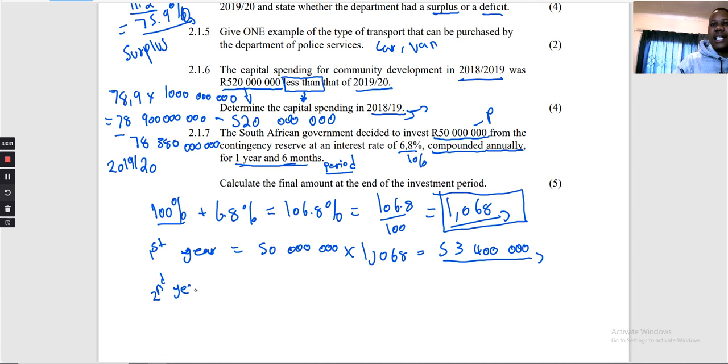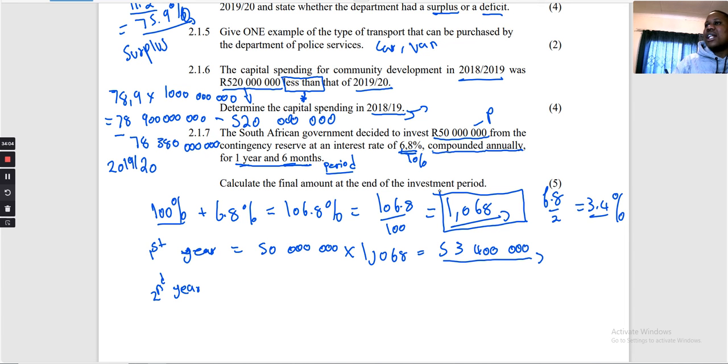But when we go to the second year, remember, it's not the full period. The amount was not invested for the whole year. It was only invested half yearly. So we are going to change this interest, because this is the interest for the whole year. We need to make this interest for half a year. So we say 6.8 divided by 2, which equals 3.4. It means the interest for 6 months is going to be 3.4%.